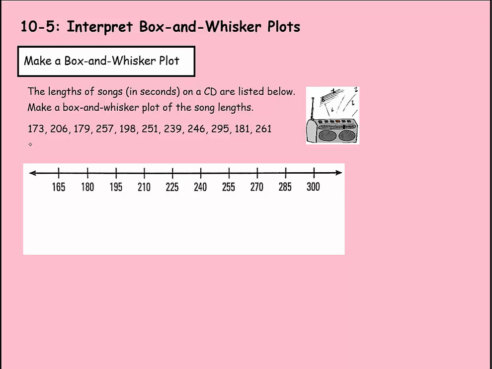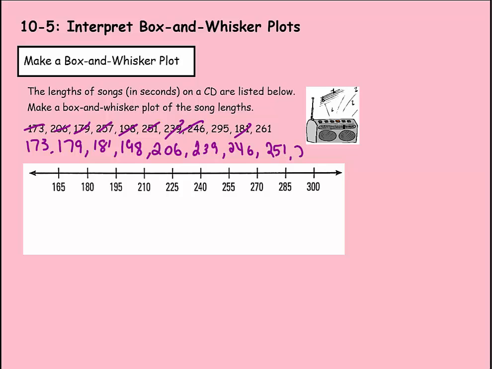So I see a 173 here, and that's the least. Next I see a 179, followed by a 181, followed by 198, then it's 206, 239 is next, 246, 250, 251, then 257, 261, and 295.